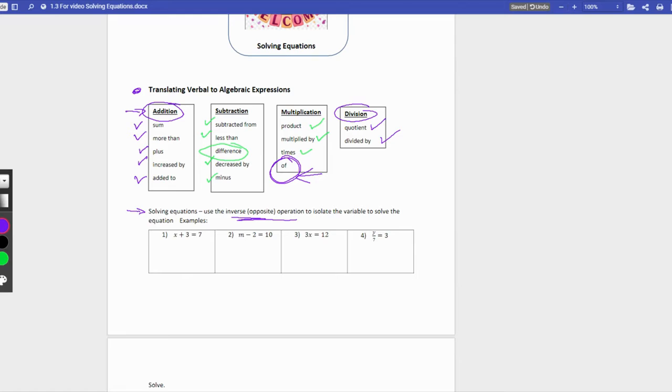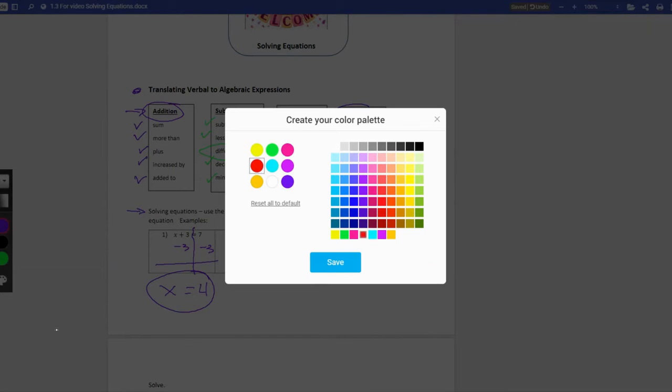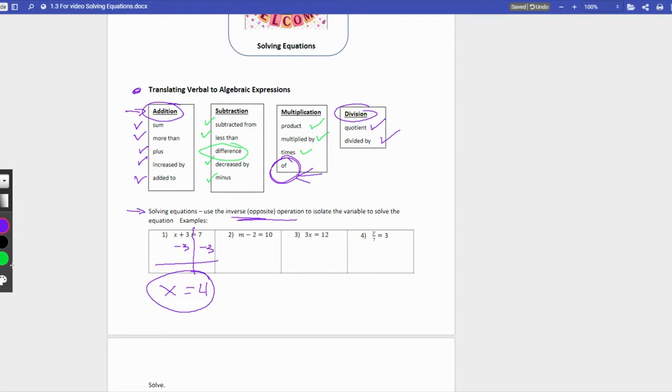So in number 1, I have x plus 3 is equal to 7. There's my wall. I like to draw my wall and my equal sign. I'm trying to get x by itself. So I have plus 3. My opposite operation there is minus 3. So I have x is equal to 4. That's my final answer. Now, when I'm looking at my next problem, I have m minus 2. So again, there's my wall. Opposite operation, I'm going to add 2 to both sides. And I have m is equal to 12, which is my final answer.